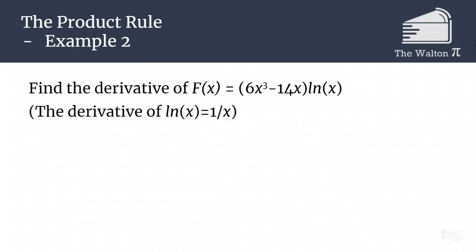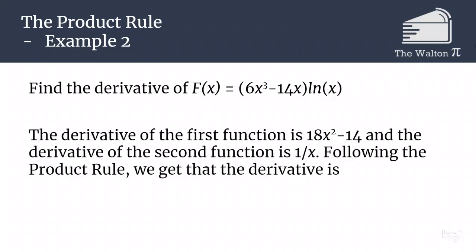Again, go ahead and pause this one to try and figure it out on your own first. So find the derivative of f of x equals 6x cubed minus 14x times the natural log of x. If you need it, the derivative of the natural log of x is 1 over x. Okay, so the derivative of the first function is 18x squared minus 14, and the derivative of the second function is 1 over x. So following the product rule, we're going to get that the derivative is first times the derivative of the second plus the second times the derivative of the first.